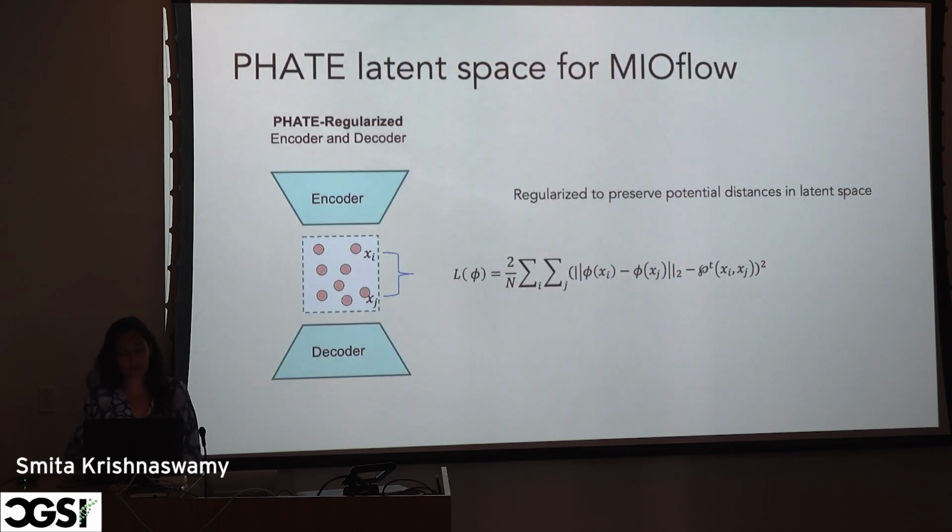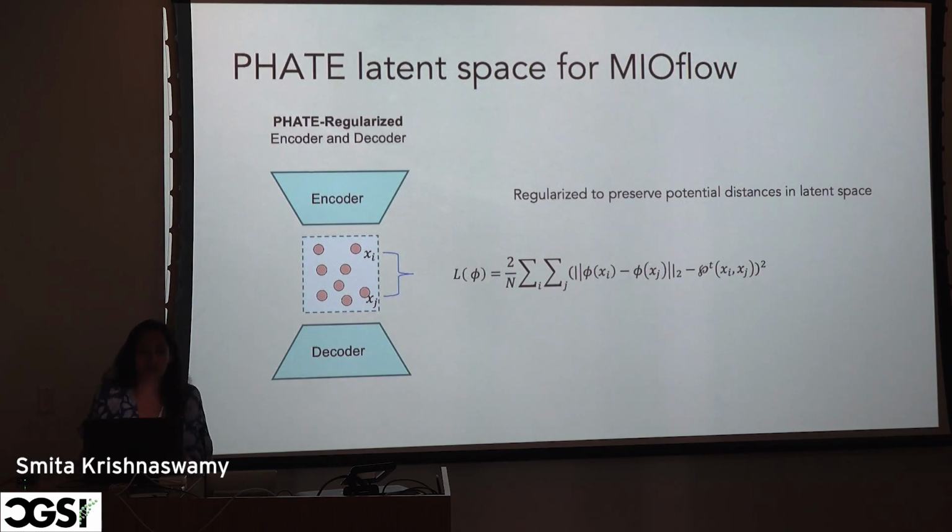So to regularize an autoencoder for Fate, we just take an encoder and decoder framework. You can start from PCA dimensions here, which is kind of a pre-reduction into a larger space. And then within this latent space, we add a loss to preserve potential distances. So we're saying the position of any cell from any other cell in this latent space. So this is a pairwise loss. You go through 2 cells at a time. This distance, the Euclidean distance in this latent space, we're penalizing it from being different than the potential distance. That's the Fate regularized autoencoder.